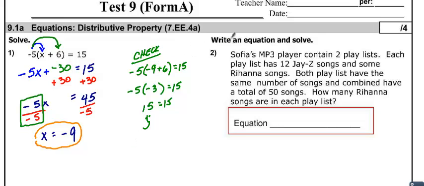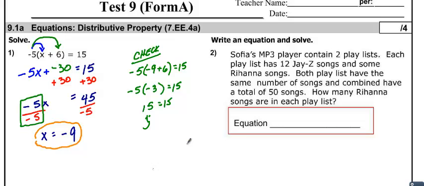Number 2. Sophia's MP3 player contains 2 playlists. Each playlist has 12 Jay-Z songs and some Rihanna songs. Both playlists have the same number of songs and combined have a total of 50 songs. How many Rihanna songs are on each playlist?